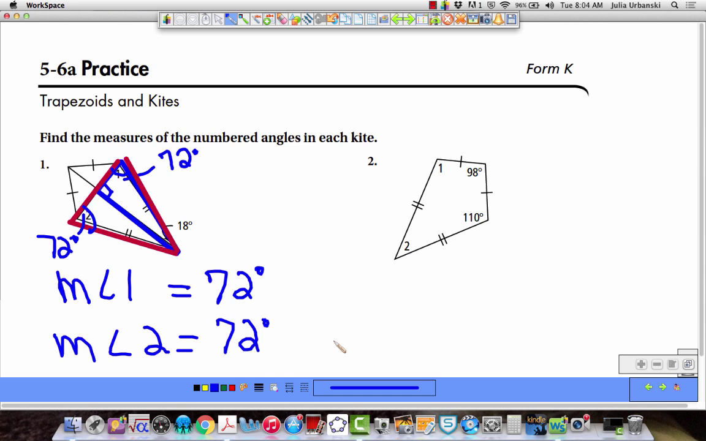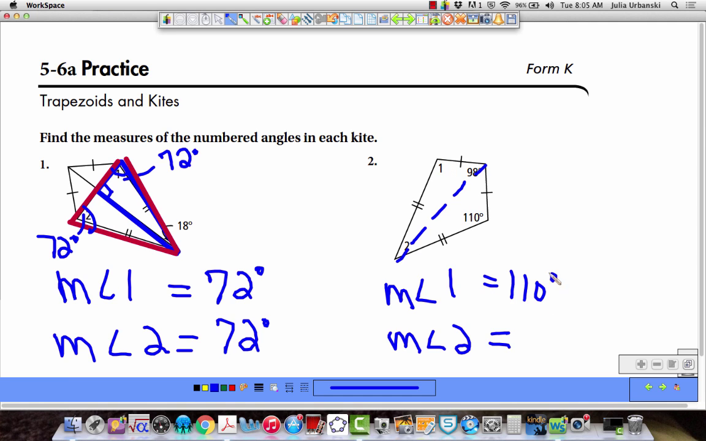Number 2. Measure angle 1, measure angle 2. Angle 1 is very easy. Angle 2 is going to take a little bit of work. Look at angle 1. What would that be? That's right. Because remember, don't draw this. I'm going to erase it in a second, but I just want to remind you that when you cut it down the middle, you have congruent triangles. So this angle equals this angle, 110 degrees.